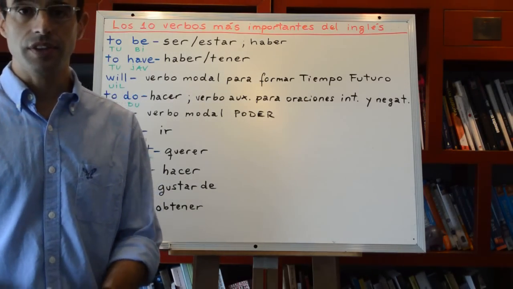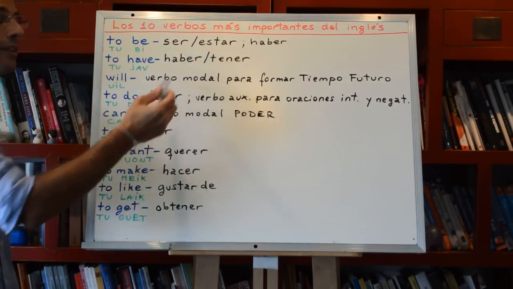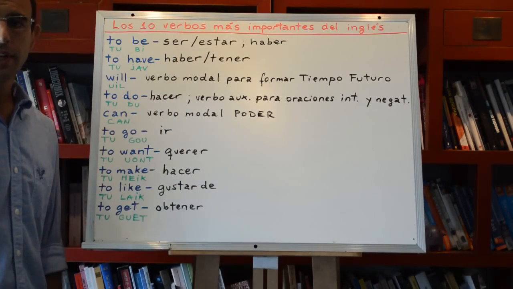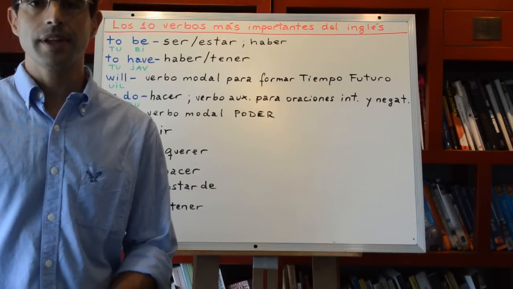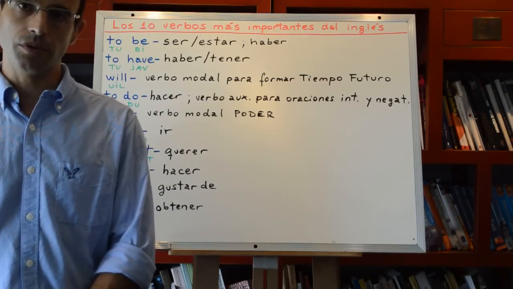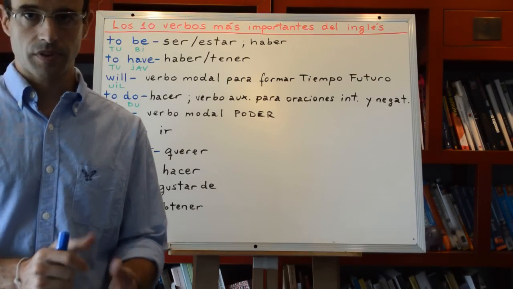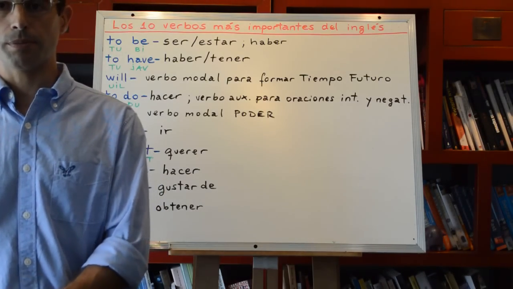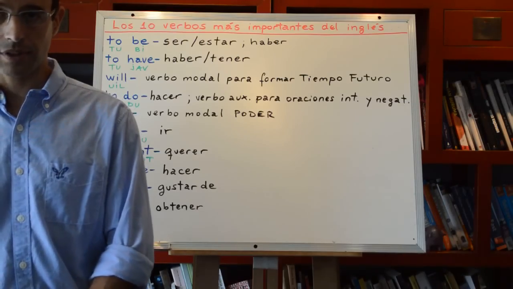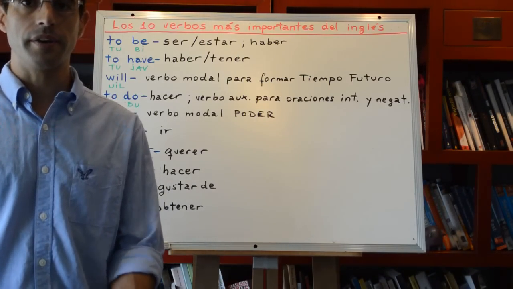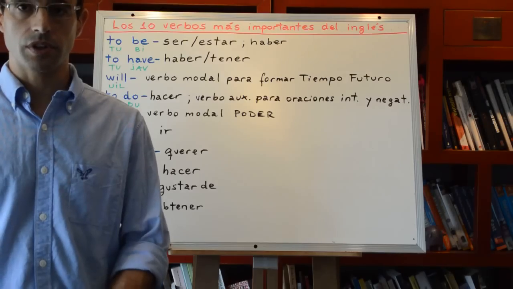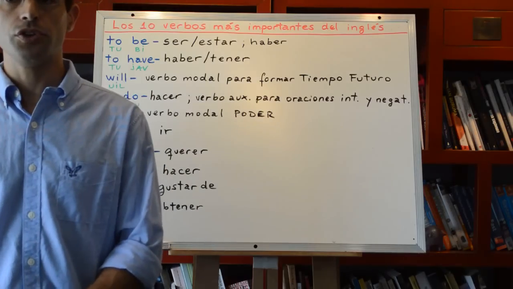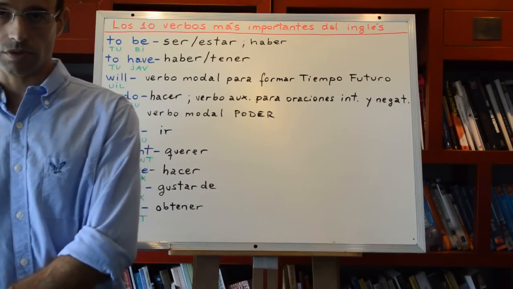To have is equal to the verb haber or tener in Spanish. Why haber? In Spanish, the verb haber is the auxiliary verb that is used for some verbal tenses, okay? Like present perfect, past perfect, all those tenses that require the participation of an auxiliary verb. In Spanish we use the verb haber. For example, yo he ido, tú has comido, okay?